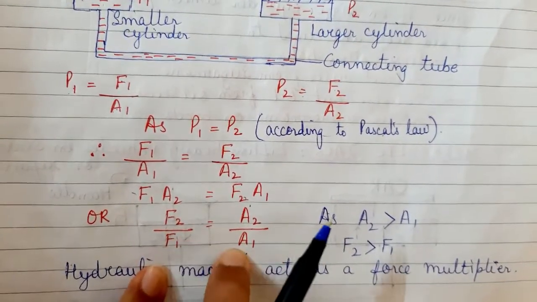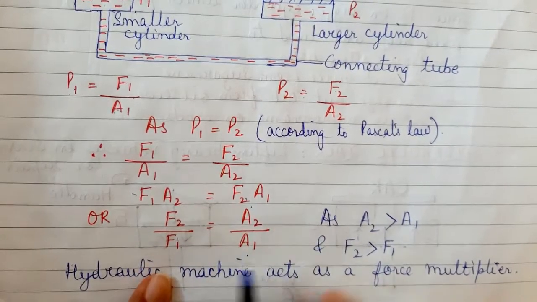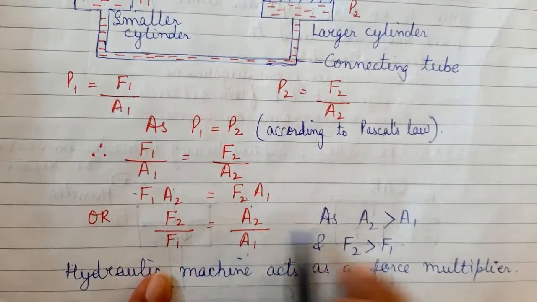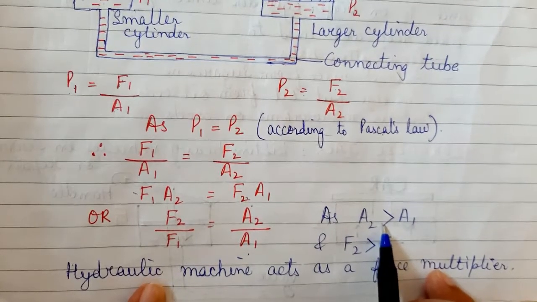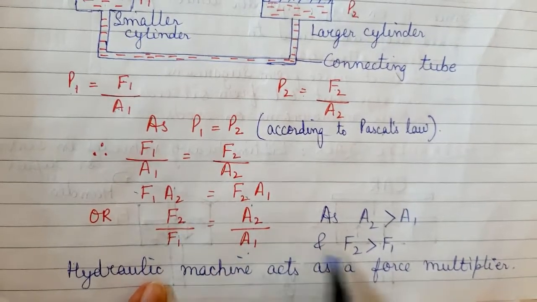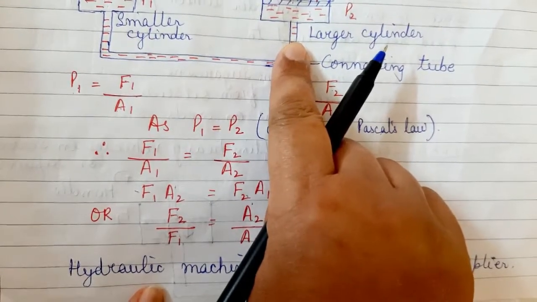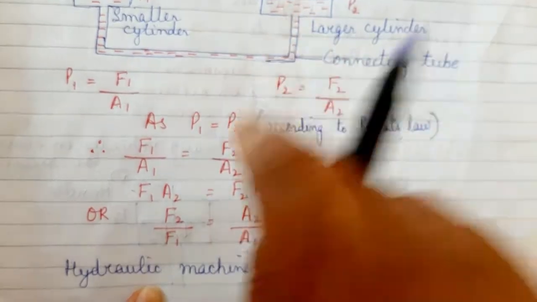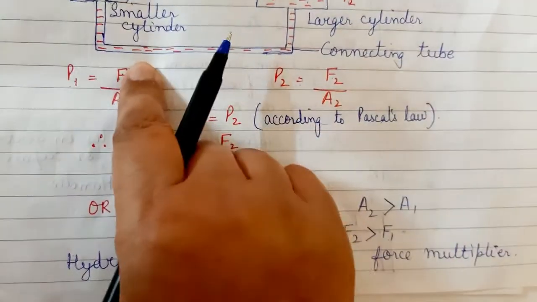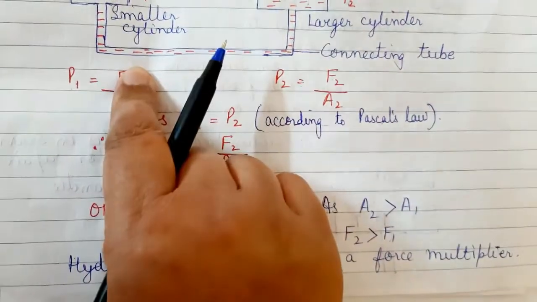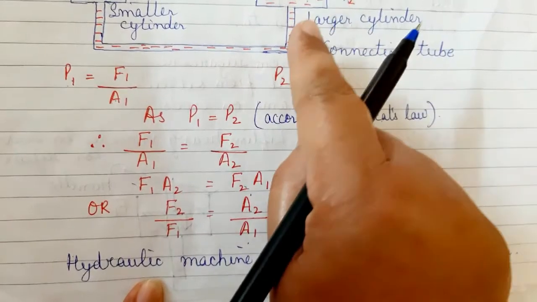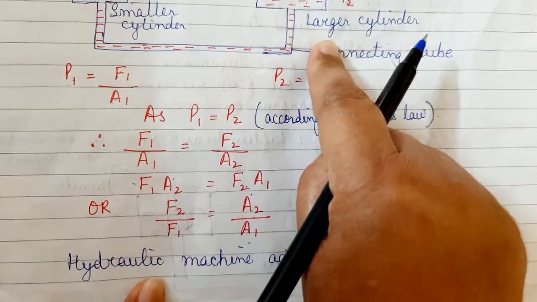Now here one more important thing is that the area of cross section A2 is greater than A1, I have already told you, and the force F2 is also greater than F1. Therefore, a hydraulic machine is a force multiplier. Why is it a force multiplier? Because we are applying a smaller force, and that produces a larger force in the larger cylinder.